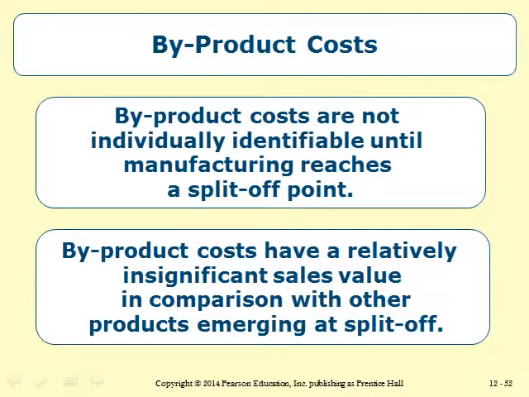Byproducts are similar to joint products. A byproduct is a product that, like a joint product, is not individually identifiable until manufacturing reaches a split-off point. Byproducts differ from joint products because they have relatively insignificant total sales value in comparison with the other products emerging at split-off. In contrast, joint products have relatively significant total sales values at split-off in comparison with the other jointly produced items.